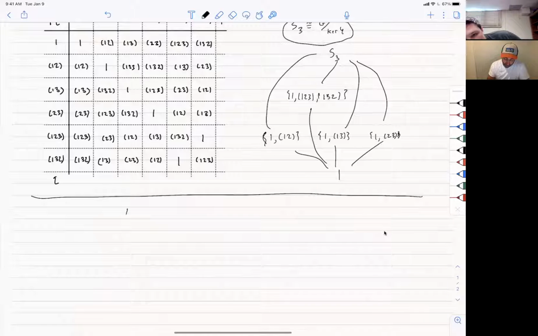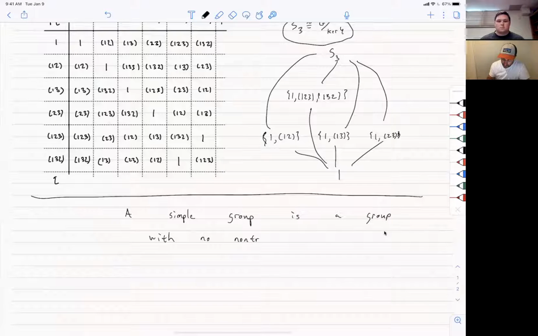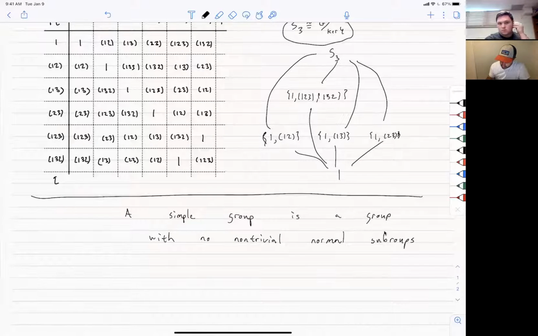So there's a notion of a simple group. It's a group with no non-trivial normal subgroups.